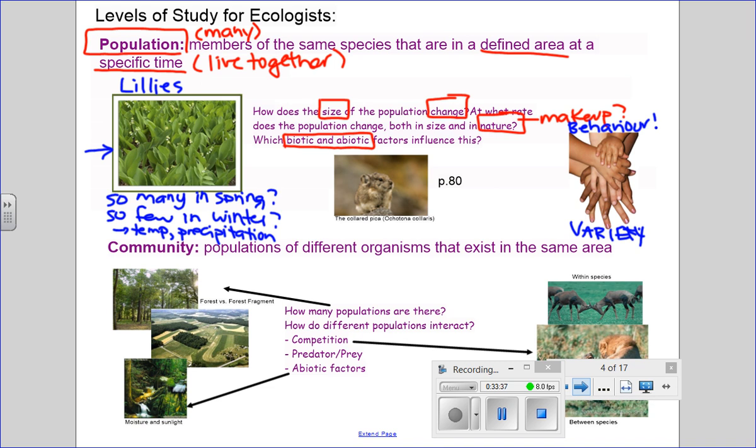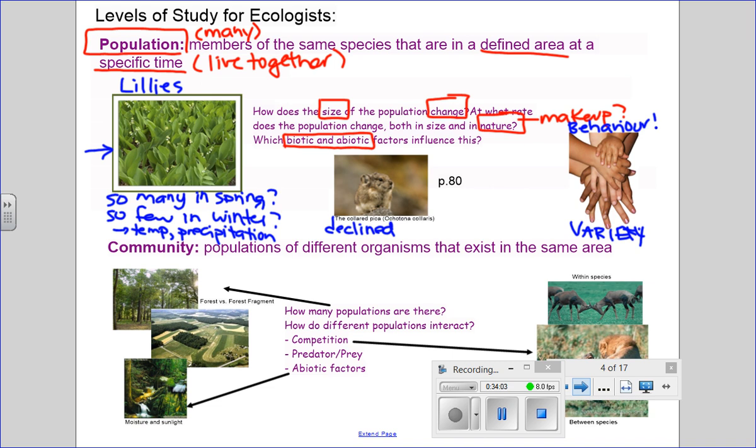Now, the organism in the middle is called a collared pika, and their population is an example of one that declined dramatically. Like all of a sudden, there were large numbers of them, and then their population decreased. And so we ask ourselves, what would be the reason for this?